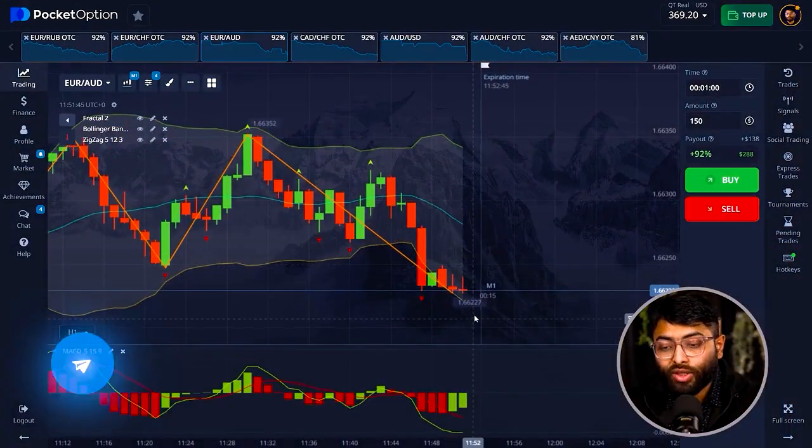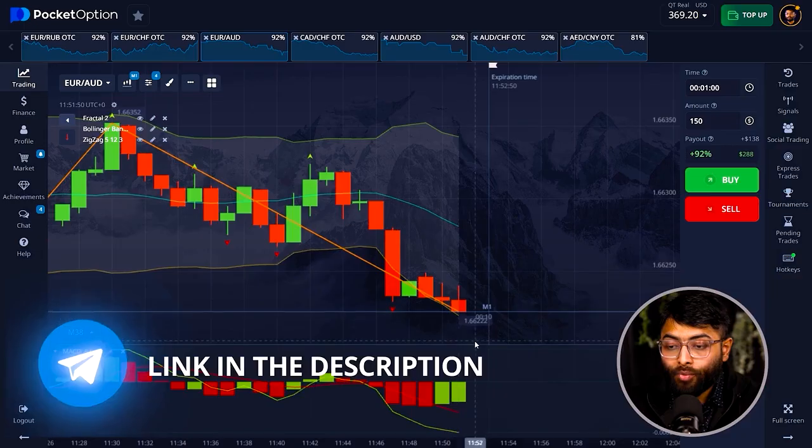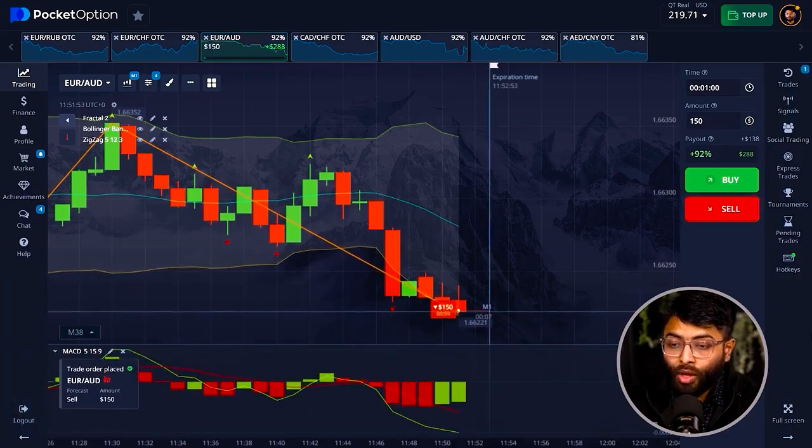Then I took another trade, where you can see the strong bearish trend in the Euro Australian dollars market, where I got in with $150.